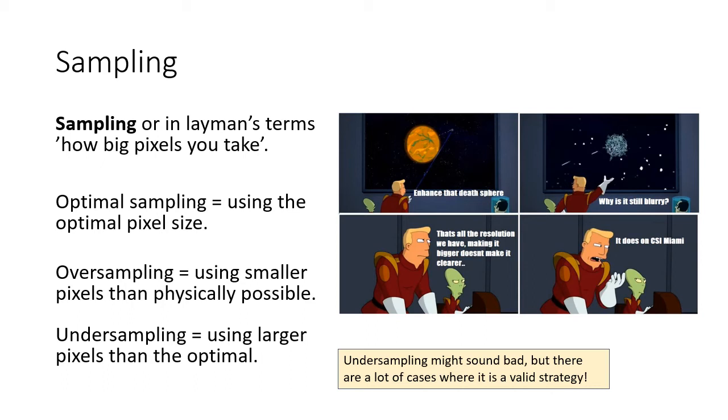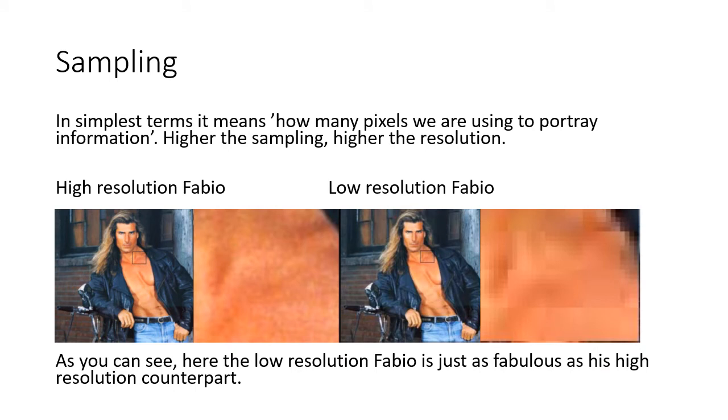If you want to count cells from your sample, you do not need the physically optimal sampling. So the best possible sampling and the physical optimal sampling are not the same thing. You should choose your sampling according to your image and your needs. In simple terms, sampling means how many pixels we are using to portray information. The higher the sampling, the higher the resolution, the higher the amount of pixels we are using.